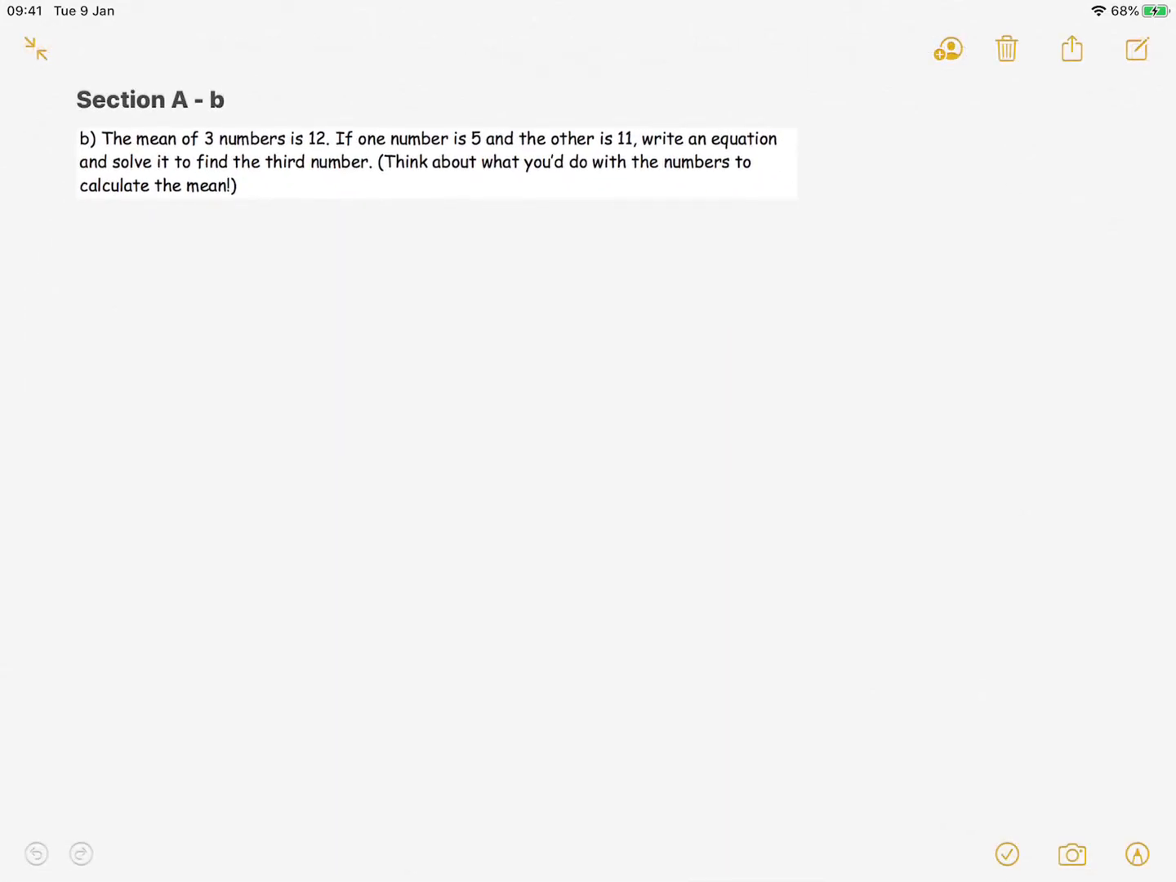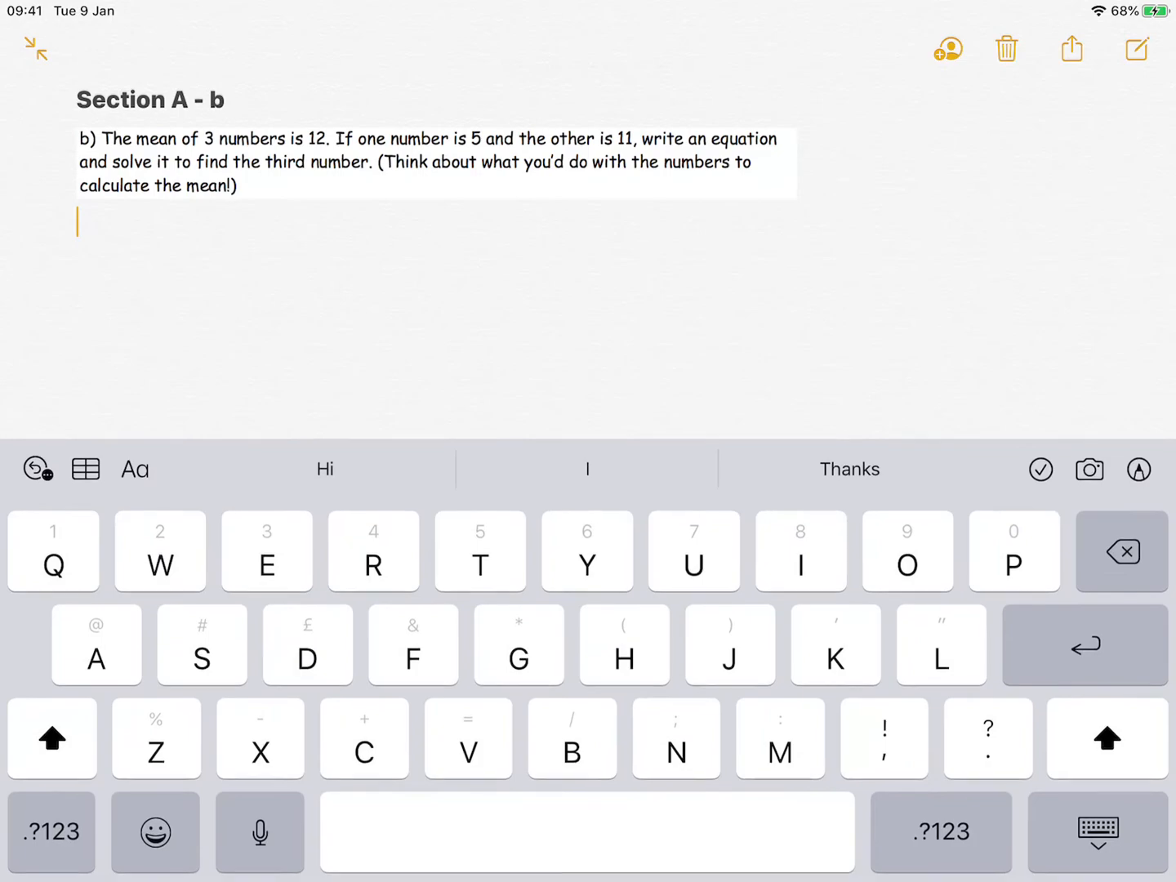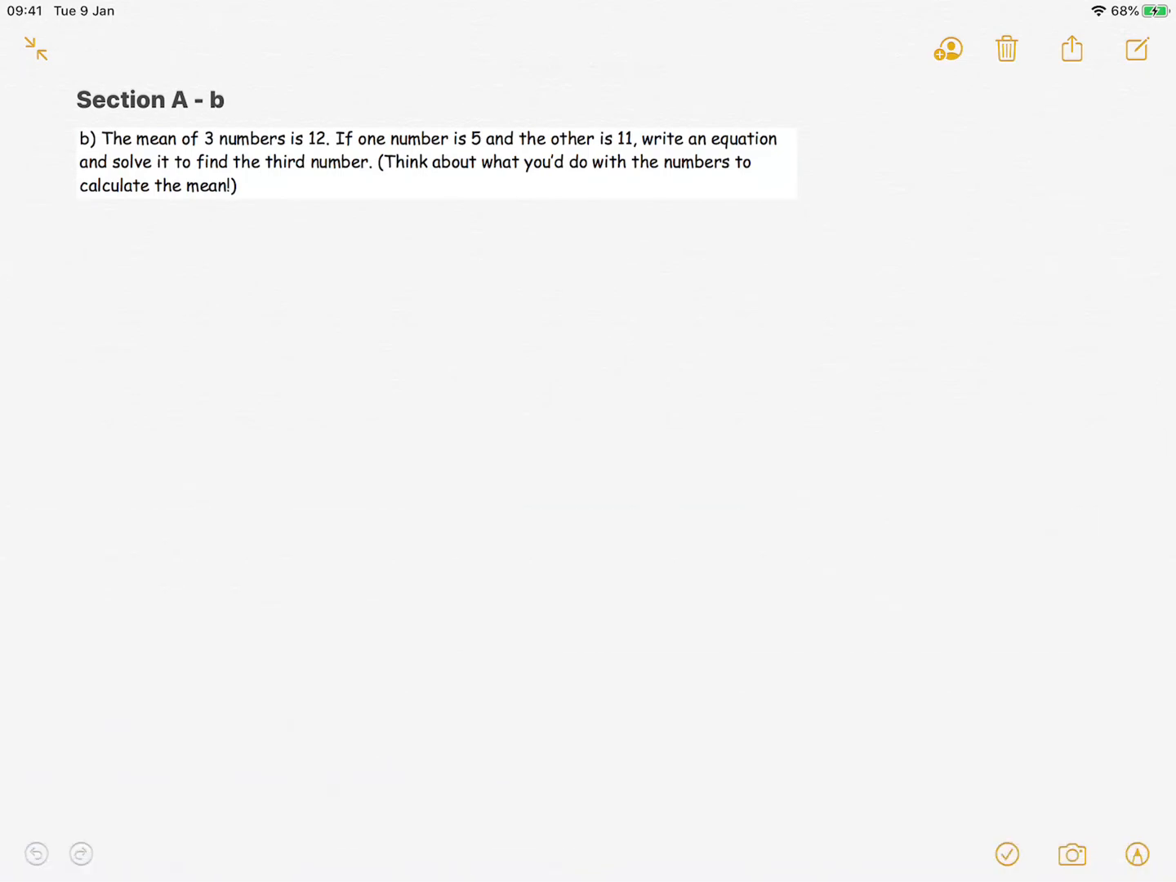It says the mean of three numbers is 12. If one number is 5 and the other is 11, write an equation and solve it for the third number. Well, we know that for the mean, we add them all together and divide by how many there are. So we're going to do something divided by 3. We know one of them is 5, one's 11, and one we don't know, so let's call it x. We know that the mean is 12, because that's what it says in our question.